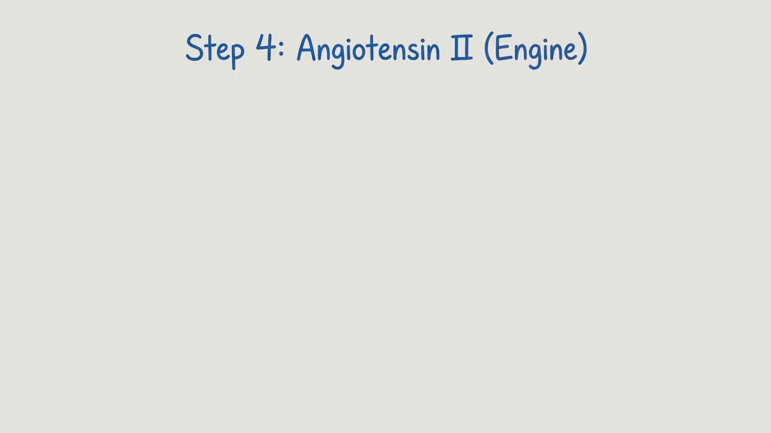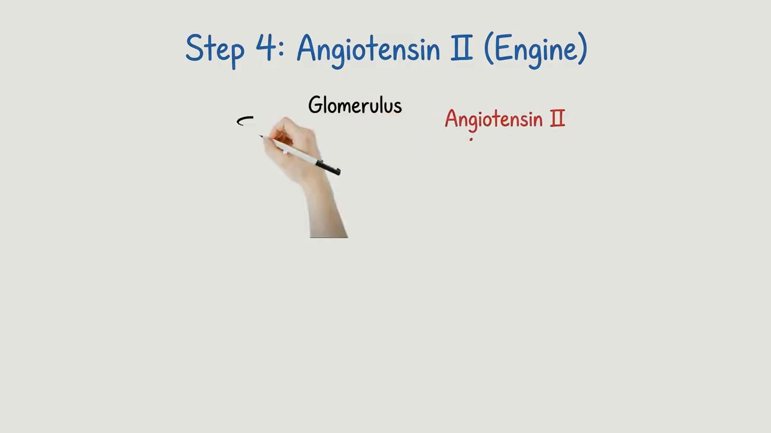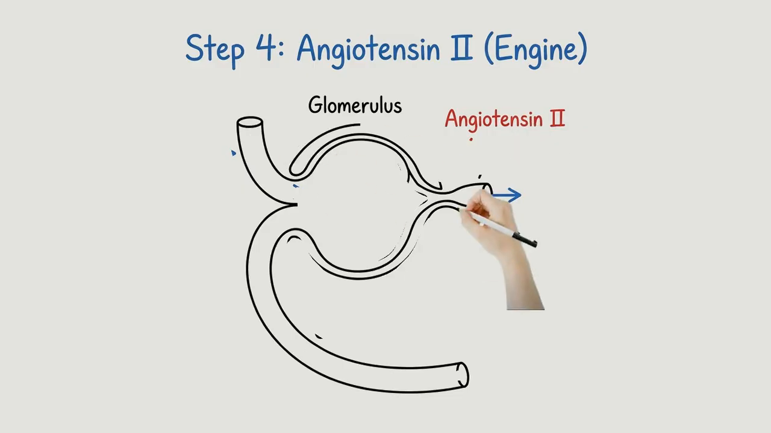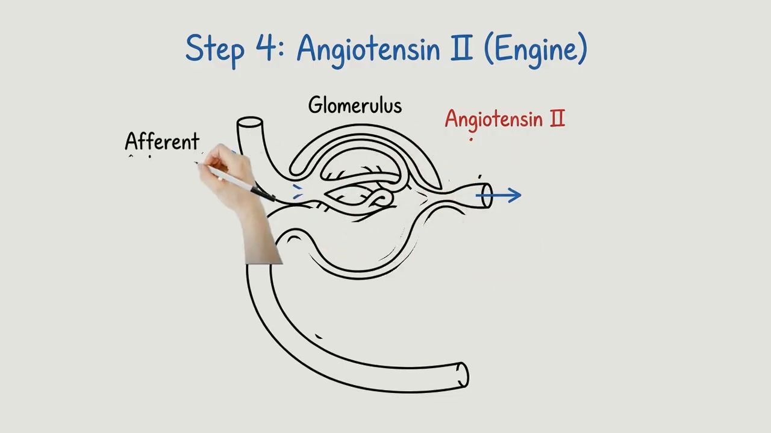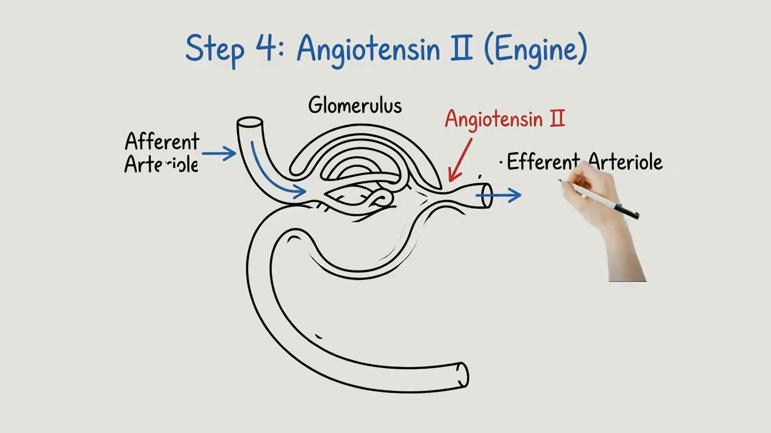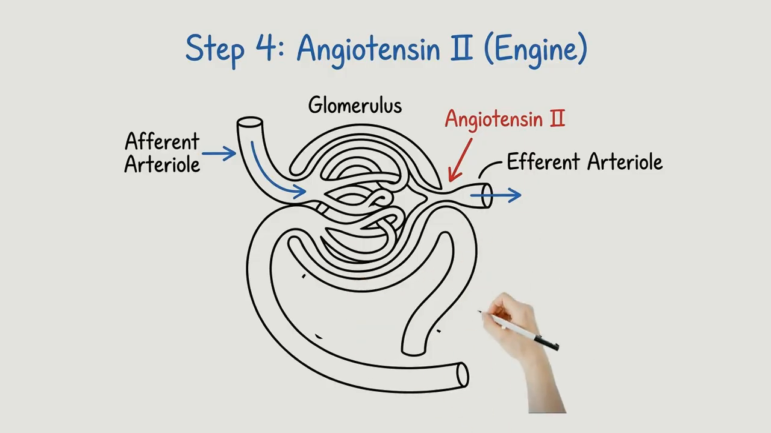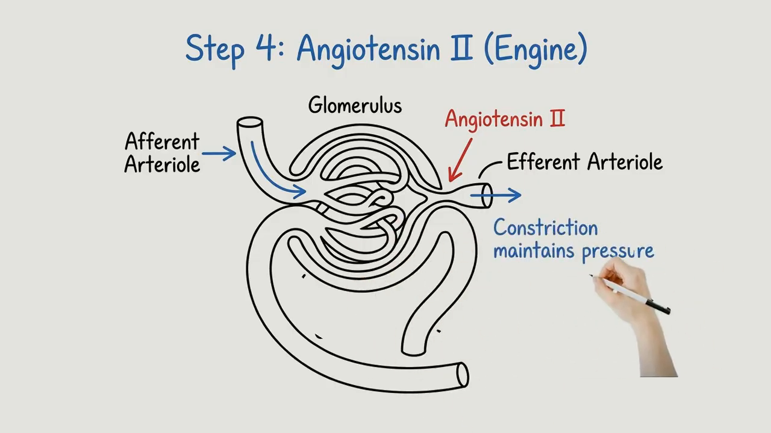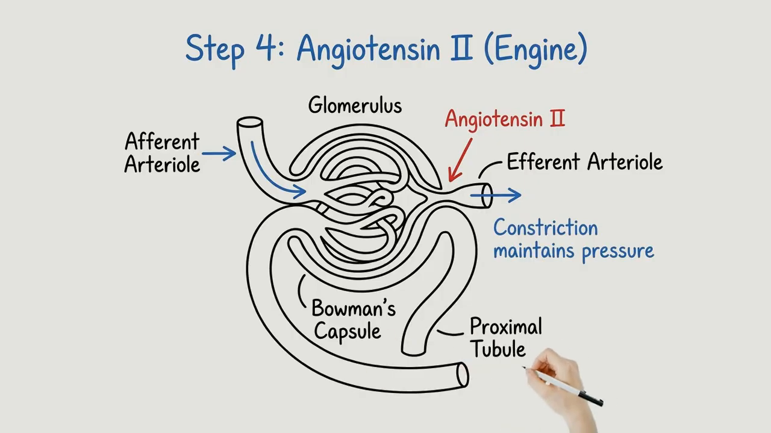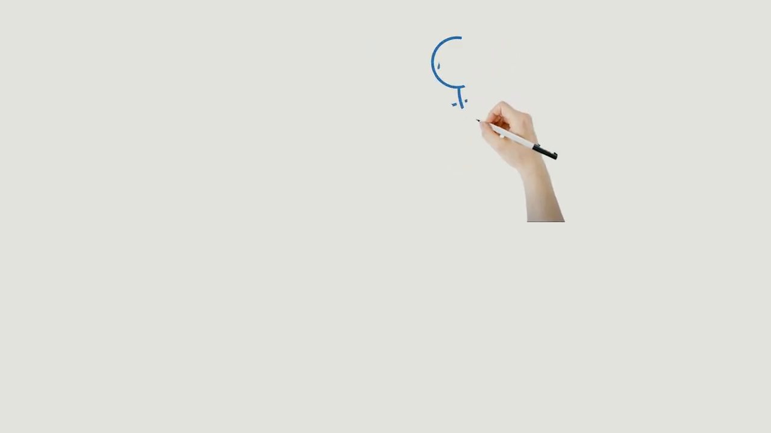Angiotensin 2 has 4 major effects, all aimed at one thing: raising blood pressure. Effect 1 is vasoconstriction. Angiotensin 2 constricts arterioles systemically, directly increasing blood pressure. But the critical detail is in the kidney. It preferentially constricts the efferent arteriole of the glomerulus. When renal perfusion is low, this maintains glomerular filtration pressure. It's protective.